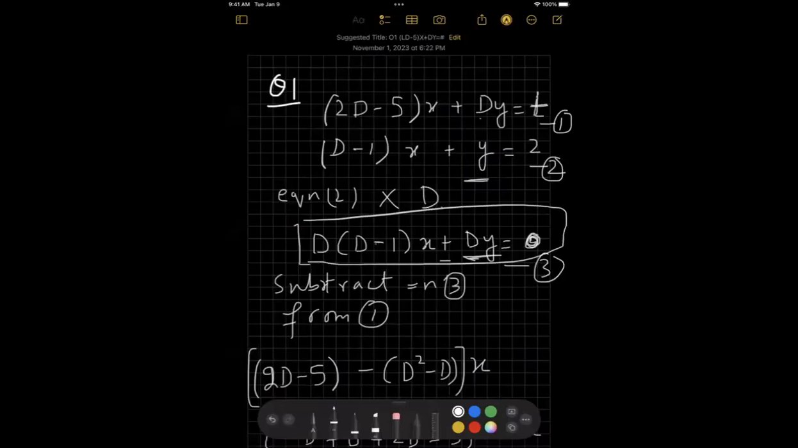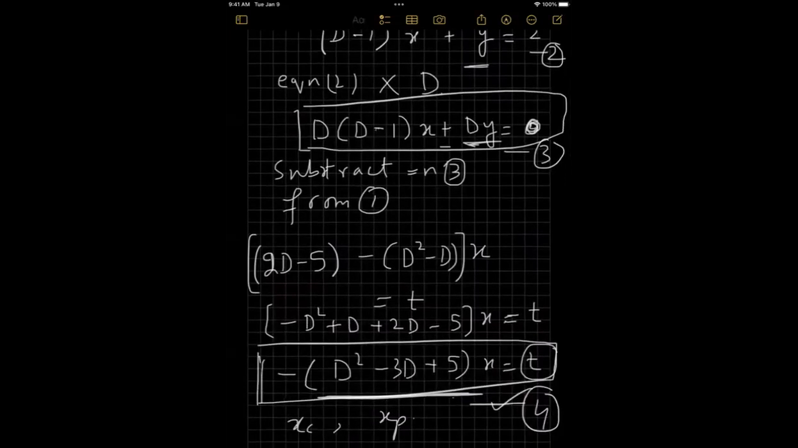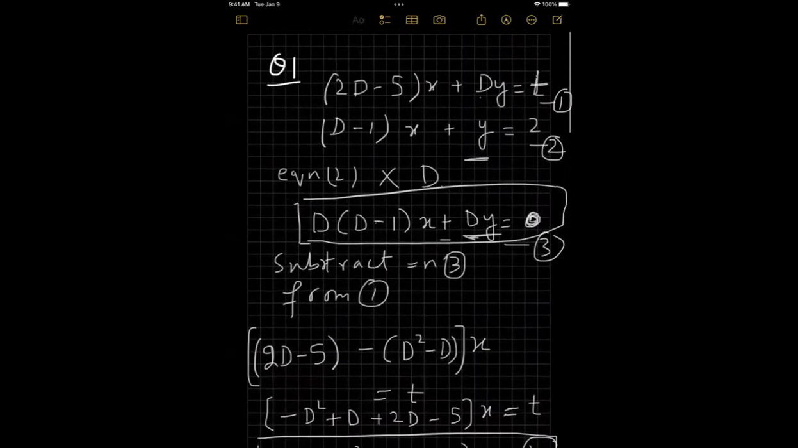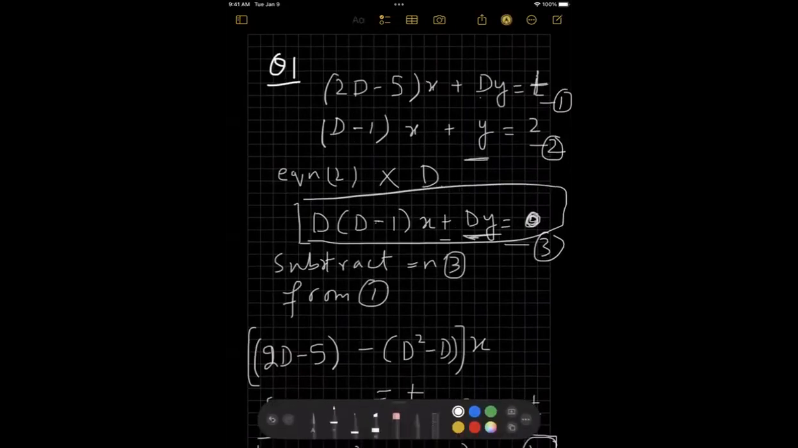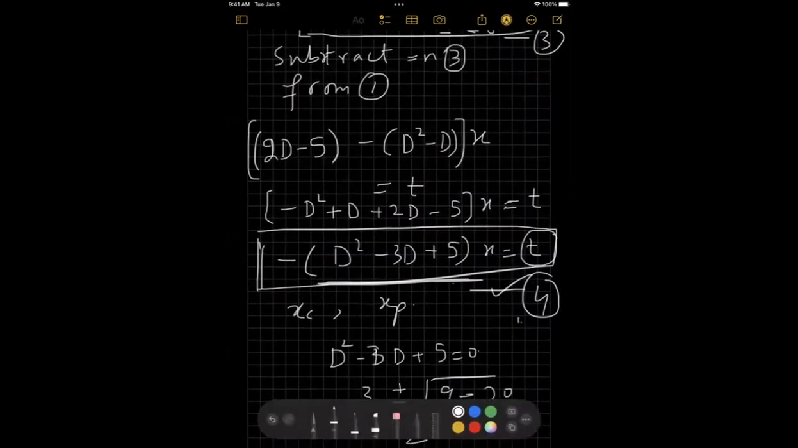This is the equation which we have multiplied, and now we subtract 3 from 2 to get a one-variable equation, and for that we have equation number 4. We will solve equation 4 to get xt. When we have xt, we put that value in one of the equations to find yt. Here our equation 4 is minus D squared minus 3D plus 5, minus common out, x equals t.